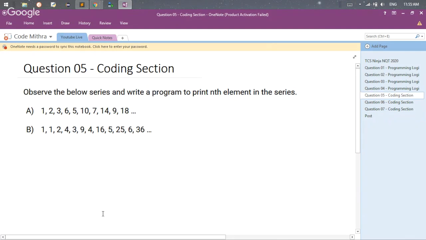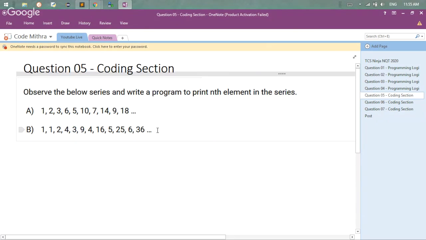Now, there are two different given series. Let's try to code only for the first series right now. We will figure out the first series question, and then we will understand how to code the second one. First is the first one. Any language is okay: C or C++ or Java or Python or Perl. For coding questions, any language is fine. Anything out of these 5 languages is fine.